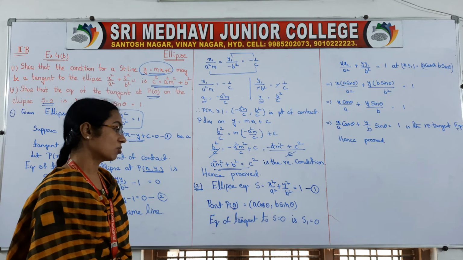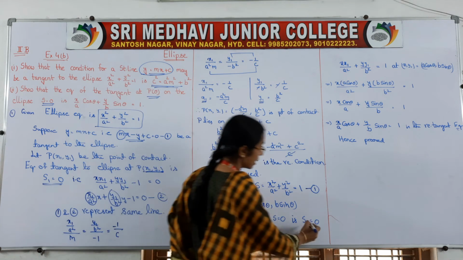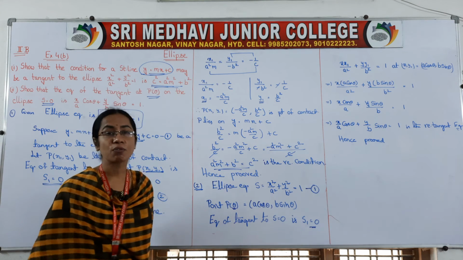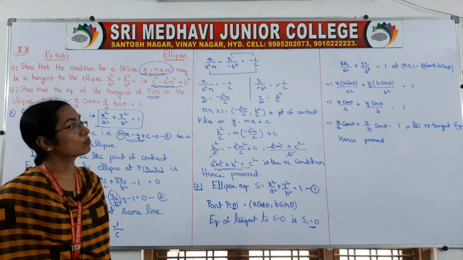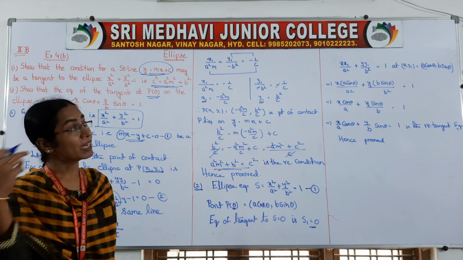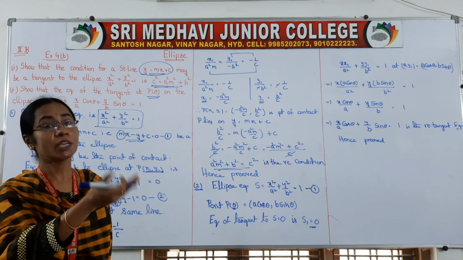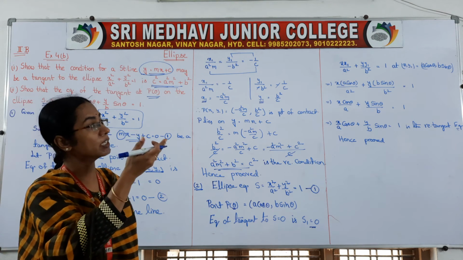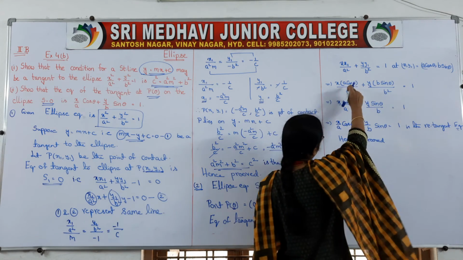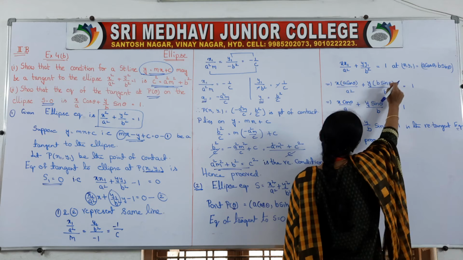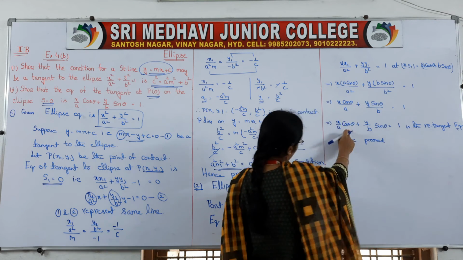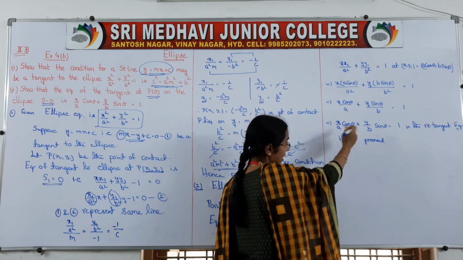The equation of the tangent to S = 0 is S1 = 0. So what is the equation of S1? It is x1 by a square plus y1 by b square equals 1. But at what point we have to take it? P(theta) is (a cos theta, b sin theta). So in x1 place you substitute a cos theta, in y1 place you substitute b sin theta. The a and b will get cancelled, and the answer is x by a cos theta.